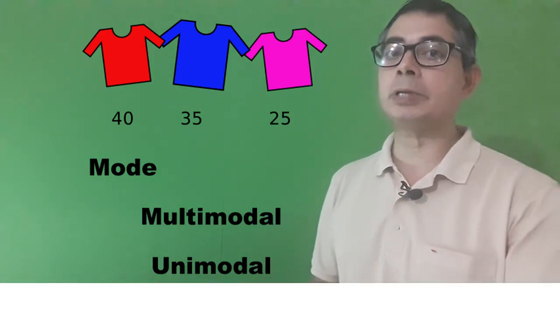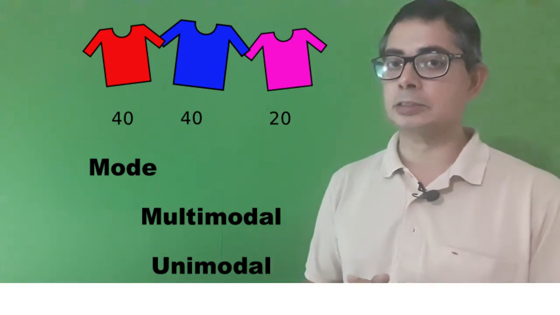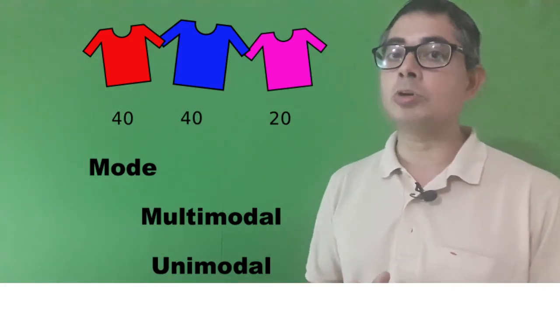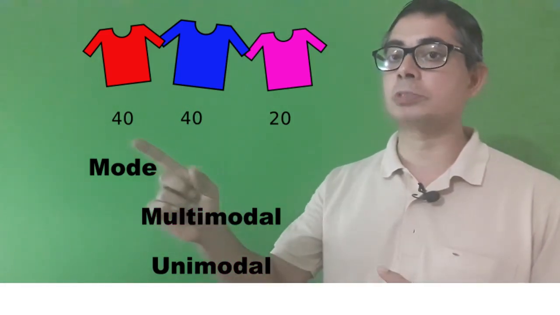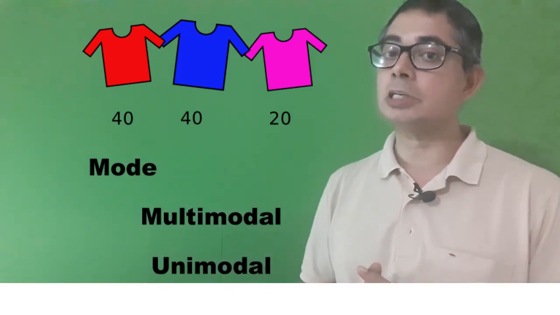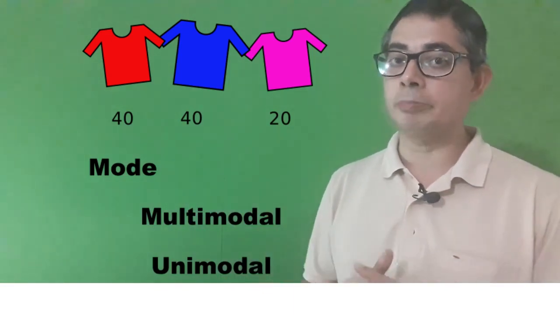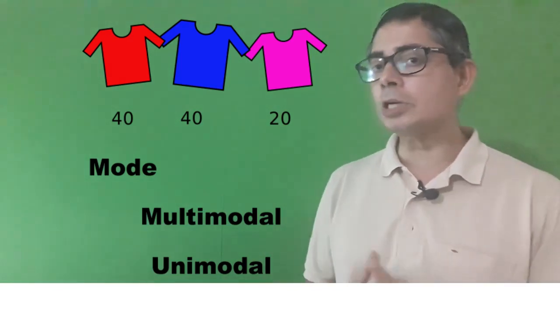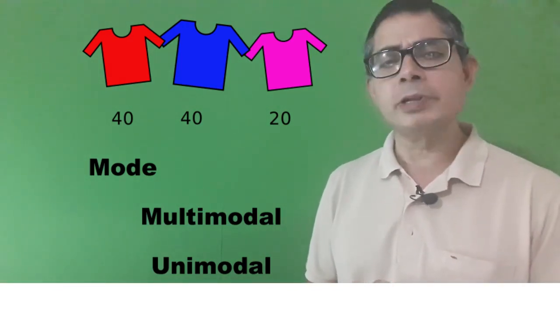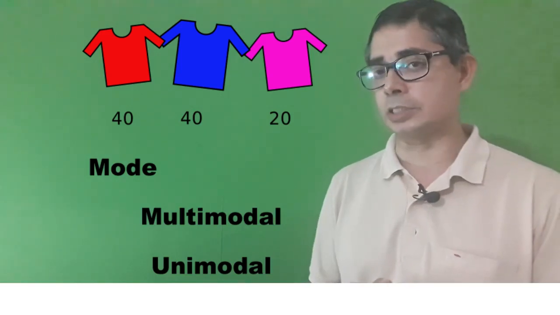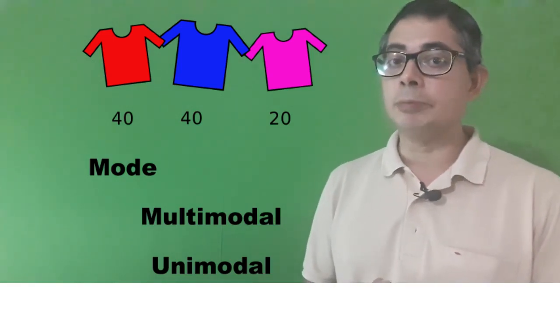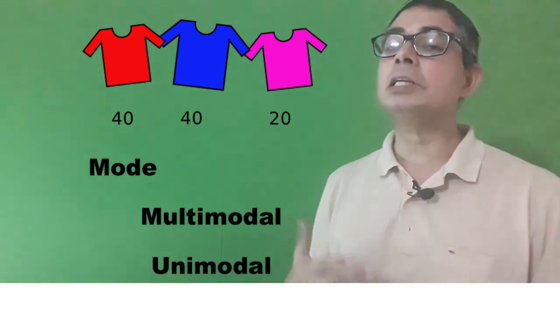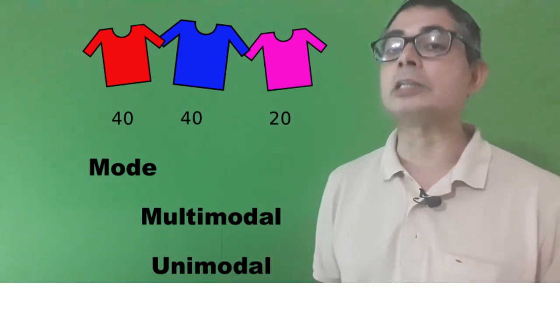Had the numbers been like this, then both red and blue would be modes because both of them have the maximum frequency 40. This will mean a multimodal data set. In a multimodal situation, mode is not very useful as a measure of central tendency. Indeed, being multimodal may even imply lack of central tendency.